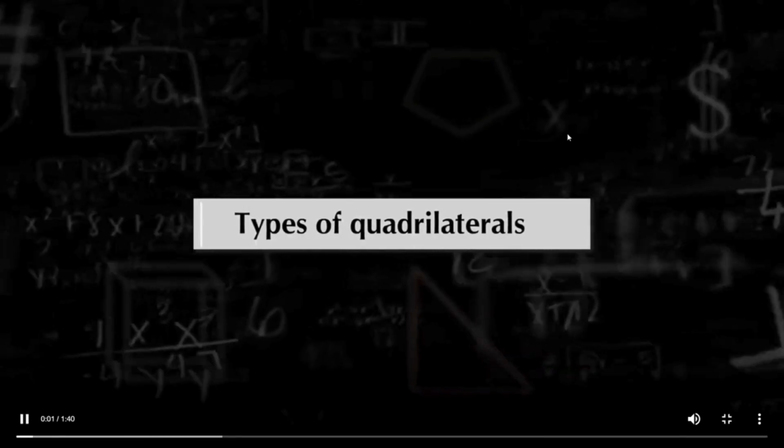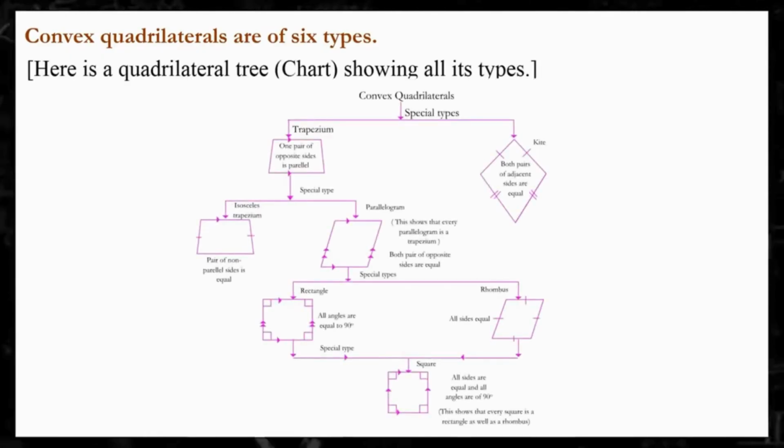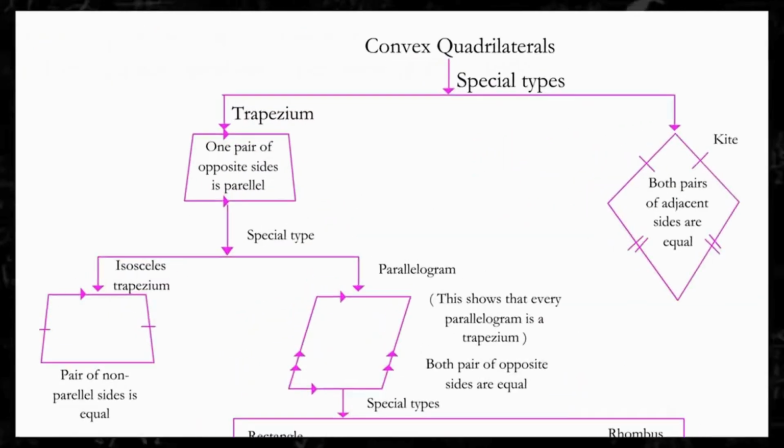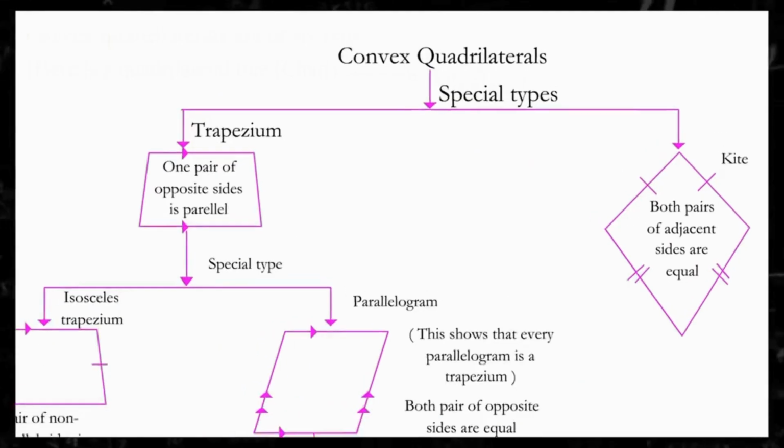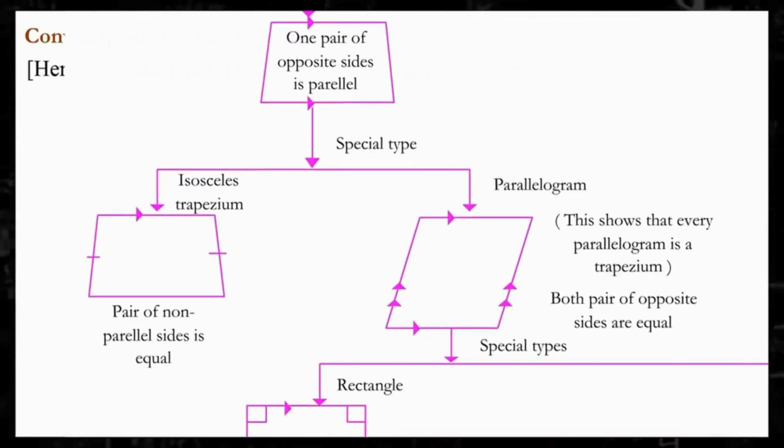Types of quadrilaterals. Convex quadrilaterals are of 6 types. Here is a quadrilateral tree chart showing all its types. Convex quadrilaterals. Special types: trapezium, kite. Trapezium, one pair of opposite sides is parallel. Special type: isosceles trapezium, parallelogram.